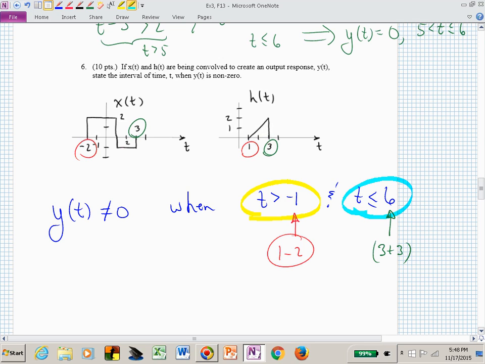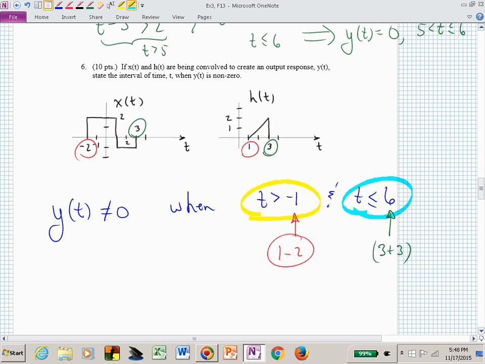Now, we did that without flipping and sliding, right? But we could flip and slide and compute exactly the same answer. But now we've done it two different ways. The first way was basically add up the leftmost endpoints on h and x, and add up the rightmost endpoints on h and x. Or the second approach was, let's think this through.